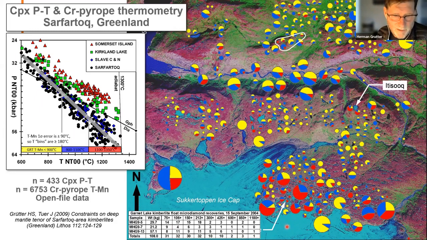The grades weren't fantastic. They were about 20 carats per 100 tons. But they very quickly focused on their target area over here. They also followed up stuff over there afterwards. It wasn't that encouraging, though it did have diamonds. They didn't spend a lot of time up here.